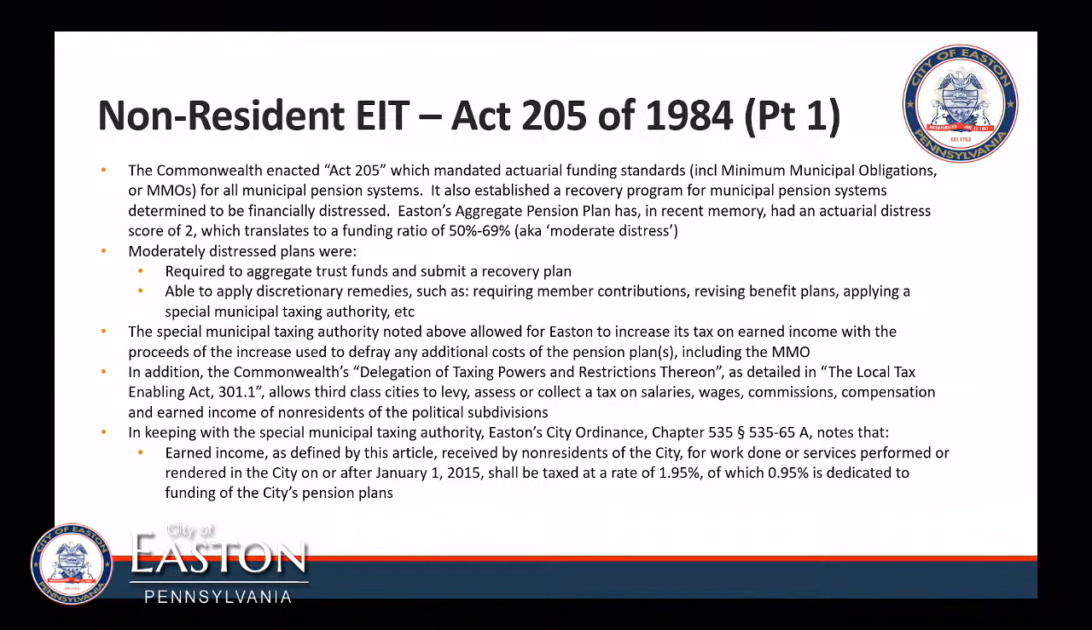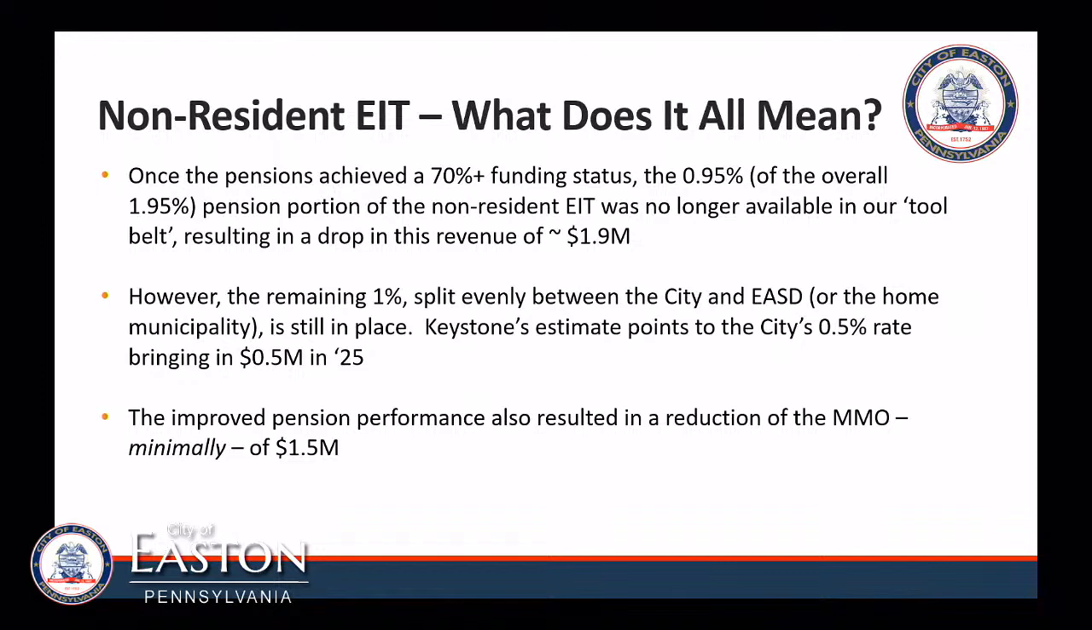Well, Mark, just give them a snapshot. What is that going to look like as far as the ones that we're going to capture? Yep. So I do have that on the third slide here. So what does it all mean, right? A short summary: once our aggregated pension plans achieved a funding level of 70%, the state dictates that we can't use the additional non-resident EIT pension allocation or tax to fund the pension.